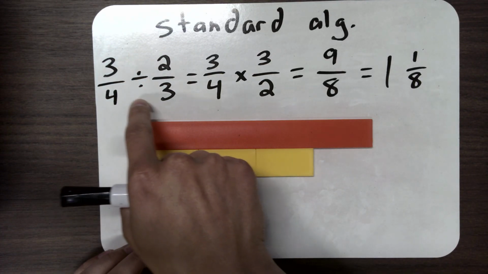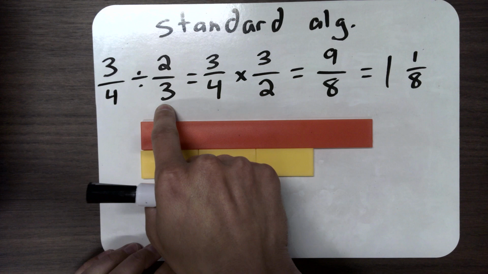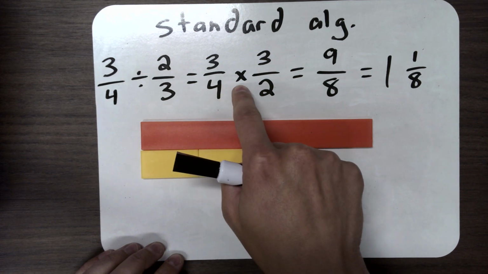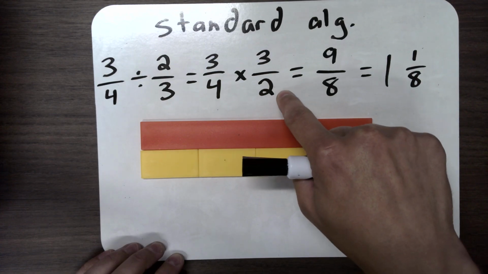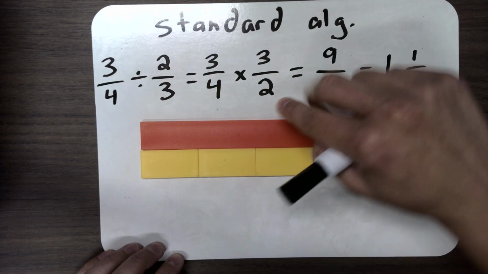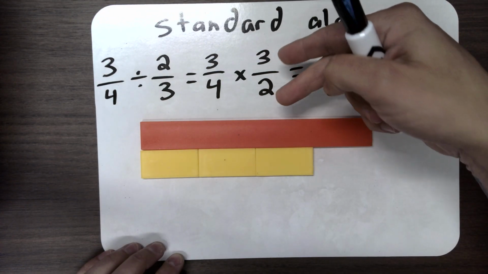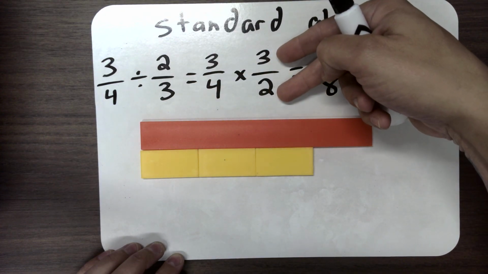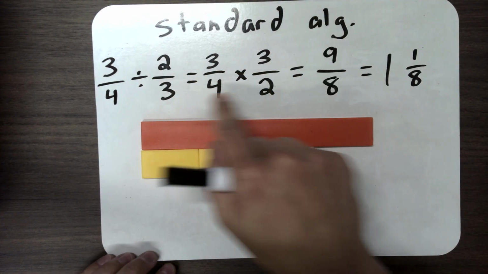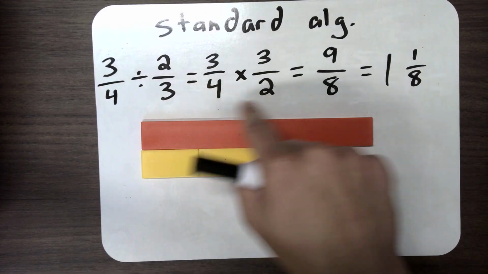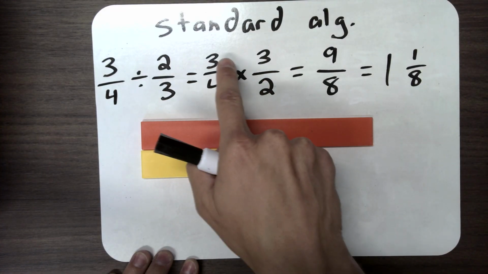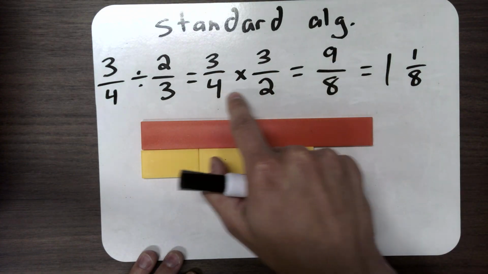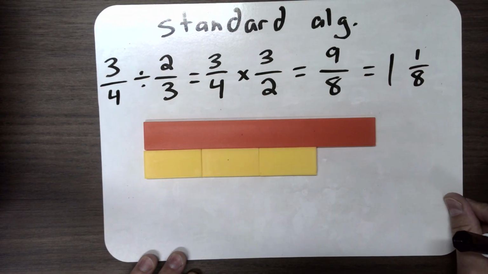But in this algorithm, instead of dividing by 2/3, what we do for the standard algorithm is multiply by the reciprocal of 2/3. The reciprocal is we just exchange the numerator and denominator. So we went from 2/3 and switch them to 3/2. We're going to use this model to explain why we're able to do the shortcut method, because then we just multiply across, use the standard algorithm for multiplication, so 3 times 3 is 9, 4 times 2 is 8, and that gets us to 1 1/8.